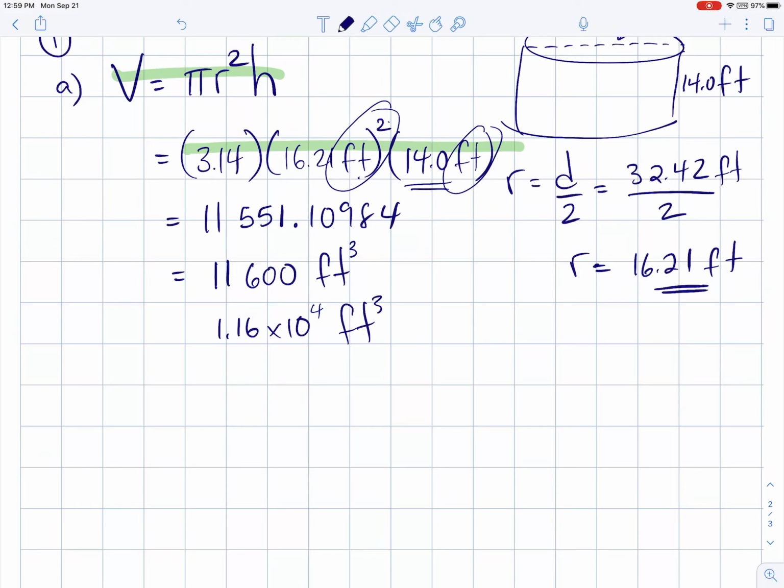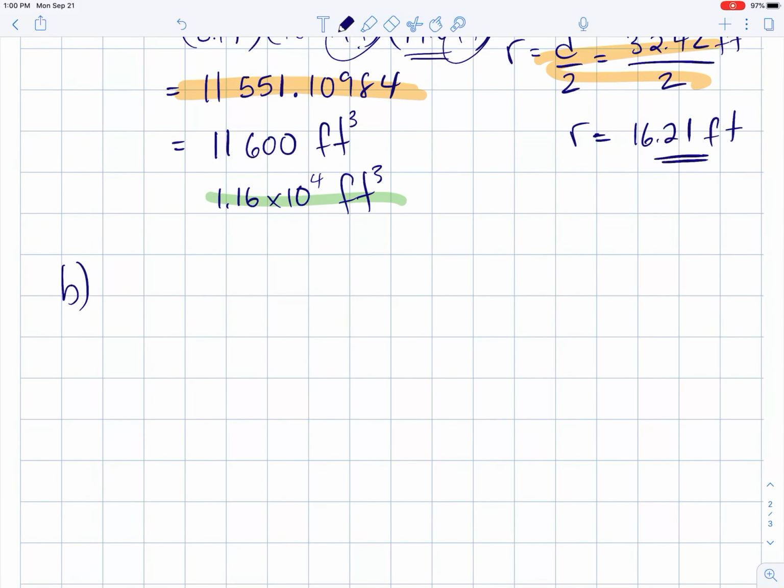So there's part A, and notice again, focus on how I showed my work. I've written the formula for the volume, I've plugged the numbers into the formula with their units, I've calculated the answer. You didn't really need to show me the number that was on the calculator itself, I would have just rounded it off and put down 11,600 cubic feet as my answer. On the side there, showing me how you found the radius is also an important part of the question. Part B says to convert your answer using unit multipliers to cubic meters. So we know the answer in cubic feet.